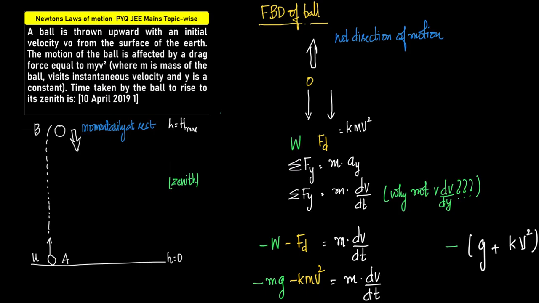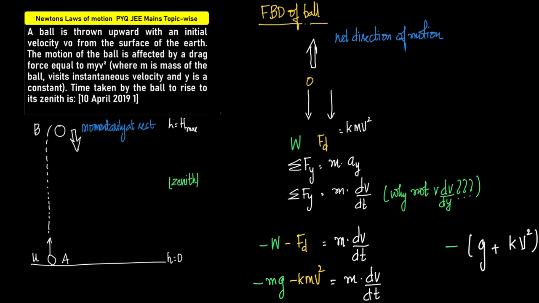So this is the visualization here. We have the ground, which is at height equal to 0. The object is thrown up with the velocity v0 from reference position A. It retards as it goes upwards. It reaches B, its velocity becomes 0, and at that point it is momentarily at rest. The corresponding height is the maximum height, h max, which is what we always call the zenith position. Then the object comes down. The question is to find the time taken by the ball to rise from A to B.